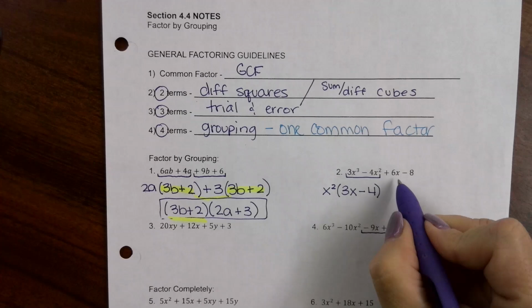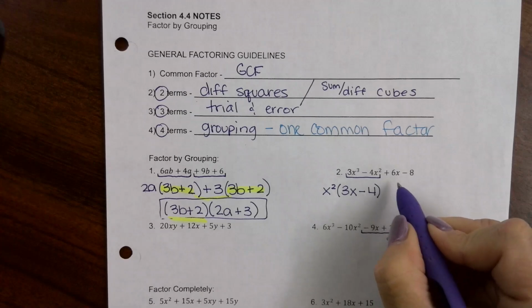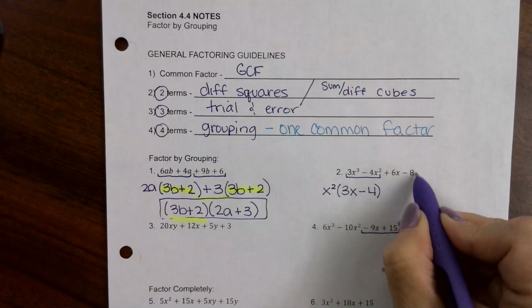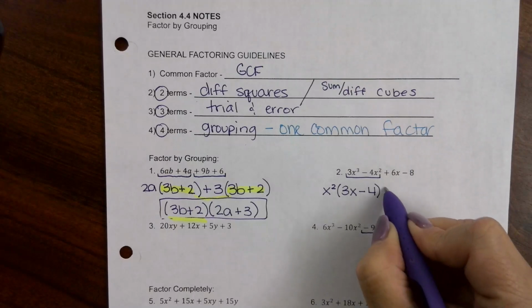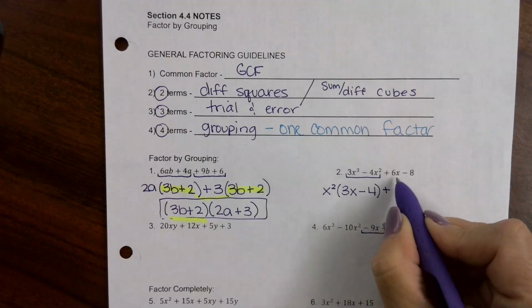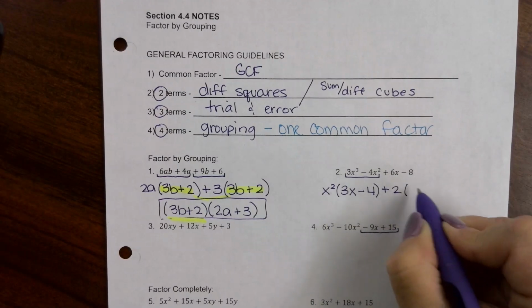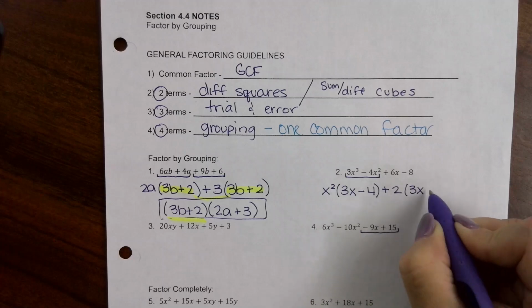Okay, so now I'm going to look at these terms. Because this is a negative, and this is a negative, I'm going to keep my negative inside here, and I'm going to keep the greatest common factor that I can pull out here, which is going to be a 2. So if I pull out a 2, I'm left with 3x minus 4.